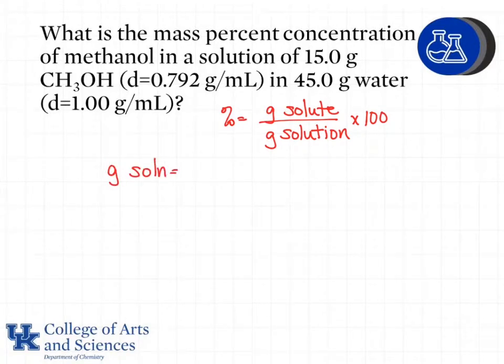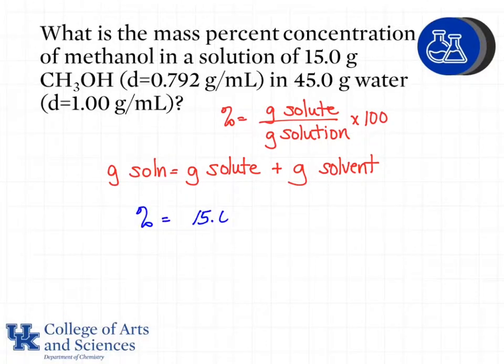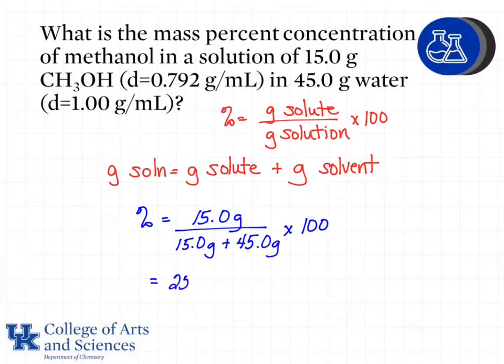The grams of solution is actually equal to the grams of solute plus the grams of solvent. So water is our solvent, but the methanol and water together make up the solution. We plug in the value of 15 grams for our solute and 15 plus 45 for our solution times 100, and we get 25% by mass.